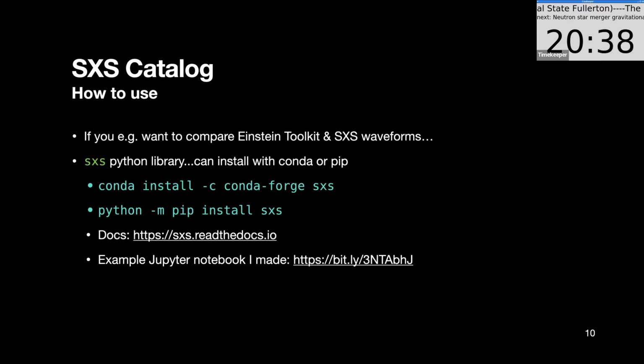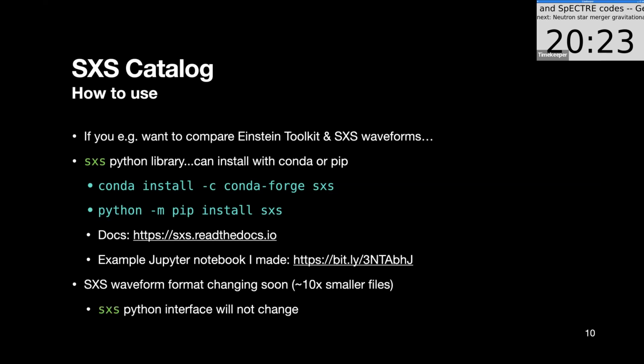Now, if you want to play around with this, I put up a GitHub gist of just a Jupyter notebook that has some of the examples I'm going to show you here. One thing you might want to do is pick a waveform from our catalog and actually get the data and maybe make a plot of it or use it or something. So how do you do that?